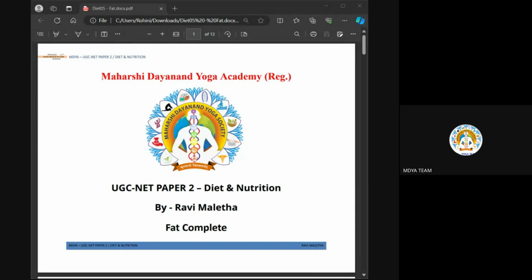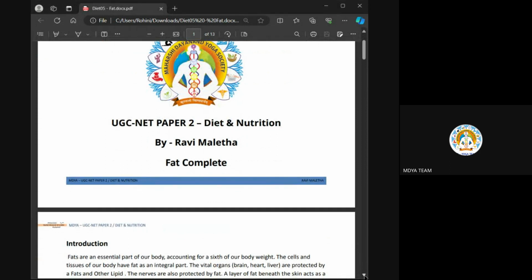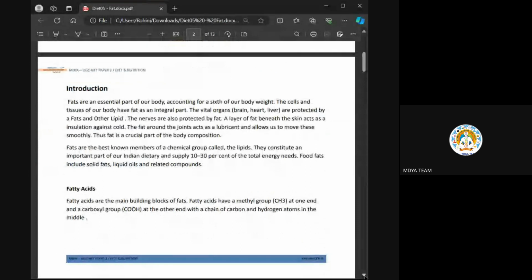I started. Okay. Today we will discuss the second important group of compounds, that is fat, or you can say lipid also. So basically, fats, like carbohydrates, are also compounds of carbon, hydrogen, and oxygen. In protein there is one more element attached, that is nitrogen. Fats are like the compounds of carbohydrates, and they are a very essential part of our body.